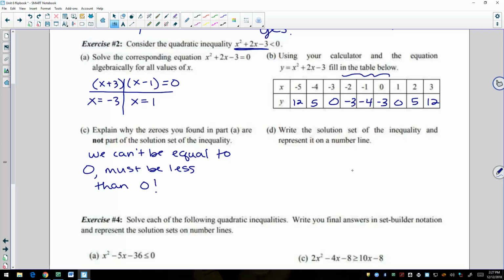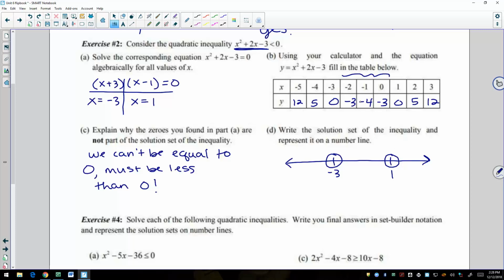So the solution set, they want us to represent it on a number line. That's not always the case, but I will show you how to do it on a number line. You're going to start by definitely putting your zeros on there. So they were at -3 and 1. We cannot be equal to -3, so it's got to be an open circle, and we cannot be equal to 1 because that would be equal to 0. If I plug in -3 and 1, I'm going to get 0, but I want to know when I am less than 0.